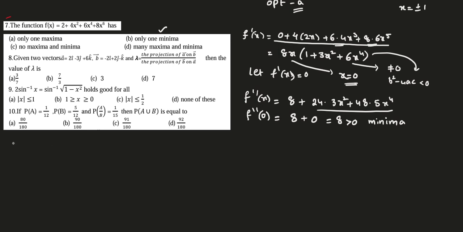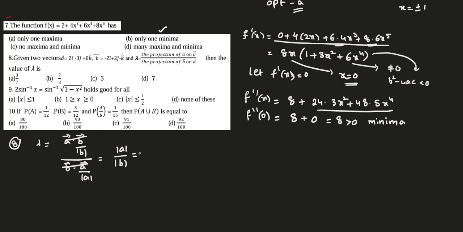Okay, coming to question number 8. Lambda is equal to projection of A vector on B vector divided by projection of B on A vector. So the formula: projection of A on B is A vector dot B by modulus B, and similarly the denominator, B on A, is B vector dot A vector by modulus A. See, B dot A is the same as A dot B, since the vector dot product satisfies the commutative property. Now from this, we get modulus A by modulus B.